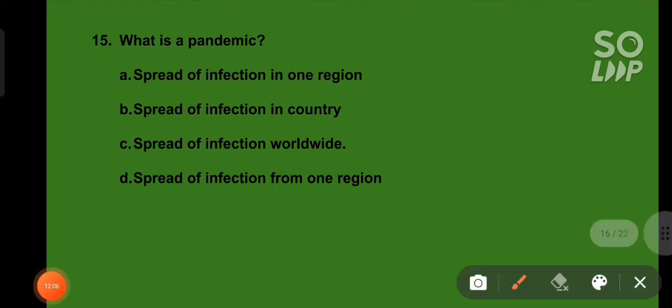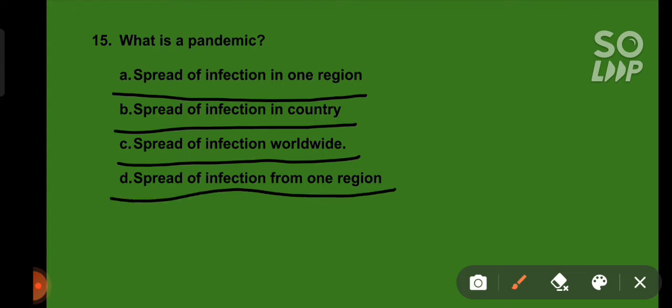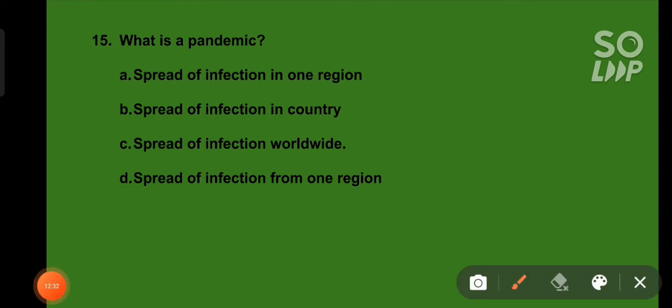The next question is, what is a pandemic? What is the meaning of pandemic? The options are option A, spread of infection in one region, option B, spread of infection in one country, option C, spread of infection worldwide, option D, spread of infection from one region. The right option is option C, spread of infection worldwide.